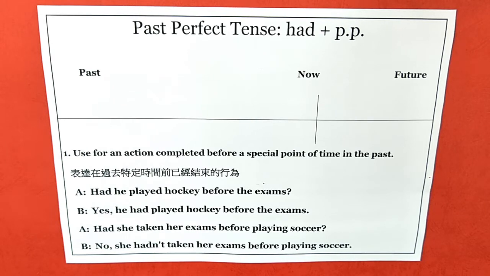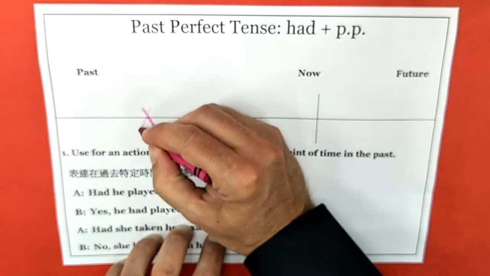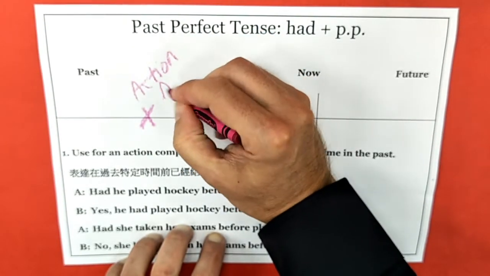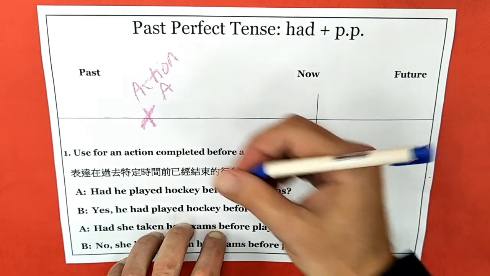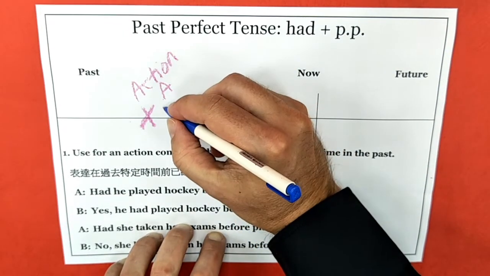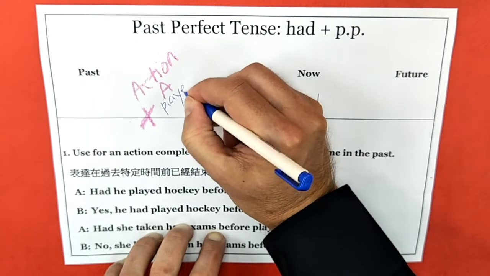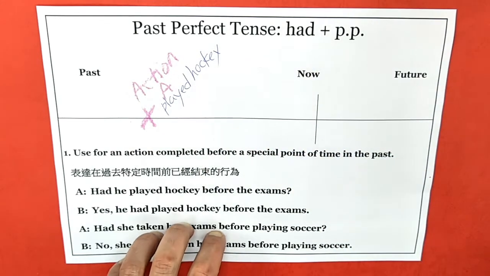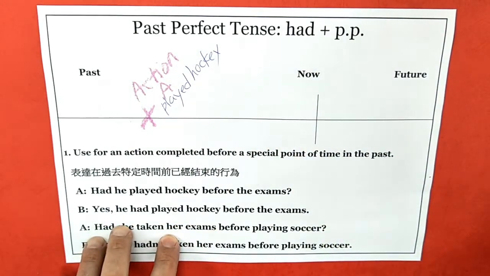A, had he played hockey before the exams? B, yes, he had played hockey before the exams. All right, well, let's draw that. All right, first we have here action A. Action A. And that action A was playing hockey. He played hockey. Okay? Now, there's another action here.